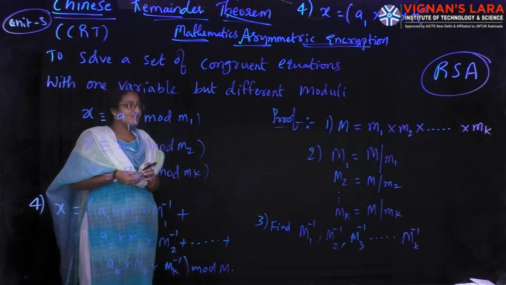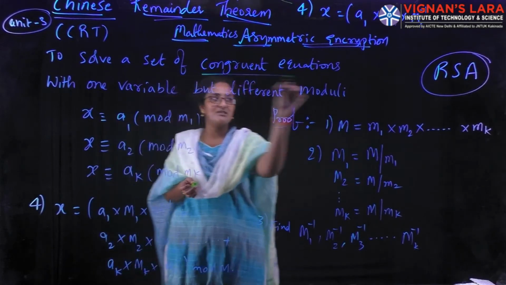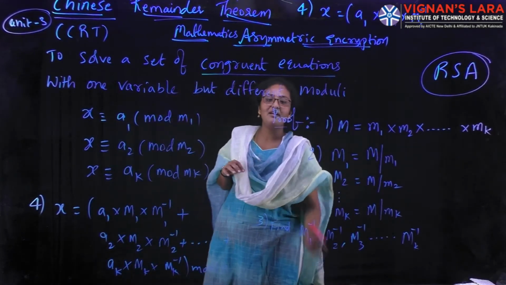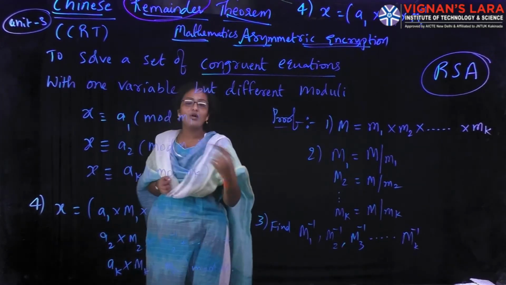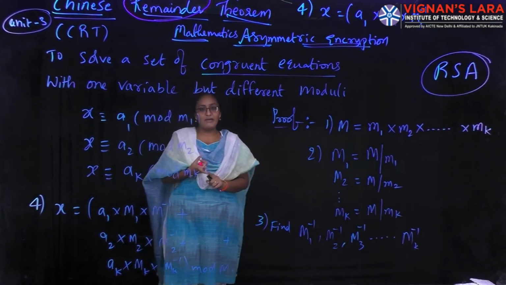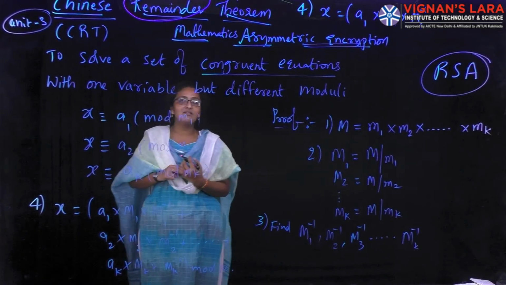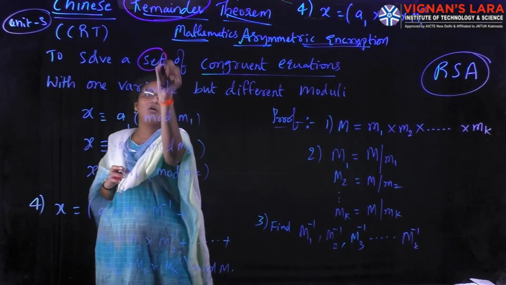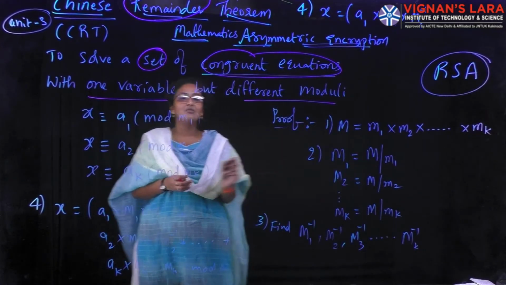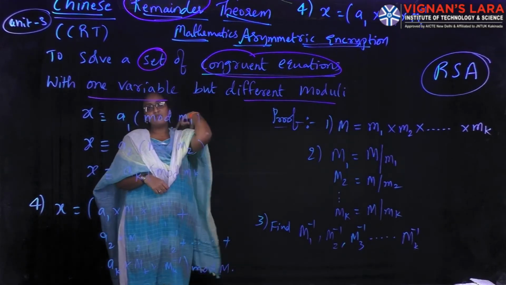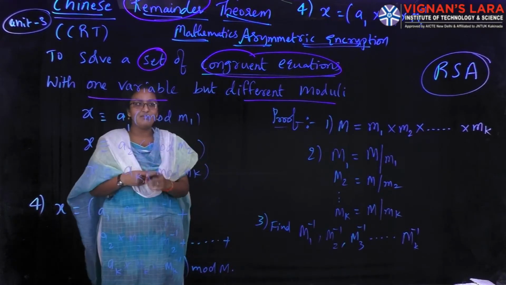So why is this Chinese remainder theorem used? We want to provide a solution for congruent equations. If you want to provide a solution for congruent equations, then we take the help of the Chinese remainder theorem. Every theorem will have a statement, and a proof followed by an example. So what is the statement of the Chinese remainder theorem? If you want to solve a set of congruent equations with one variable and different moduli, then we use the Chinese remainder theorem. Simple. These congruent equations will have only one variable and different moduli.